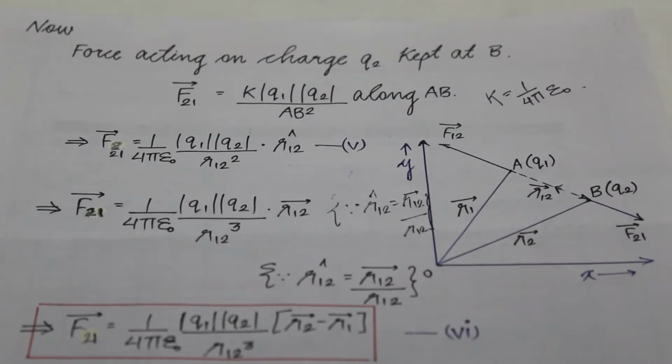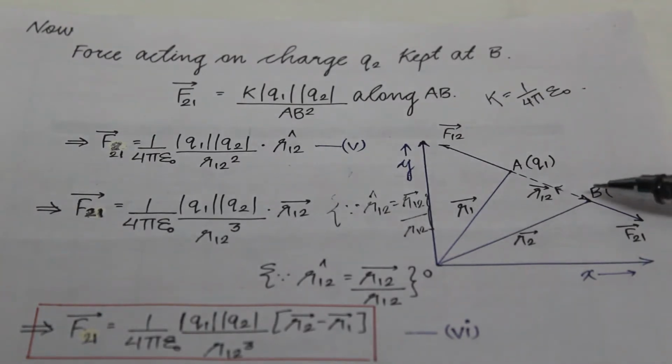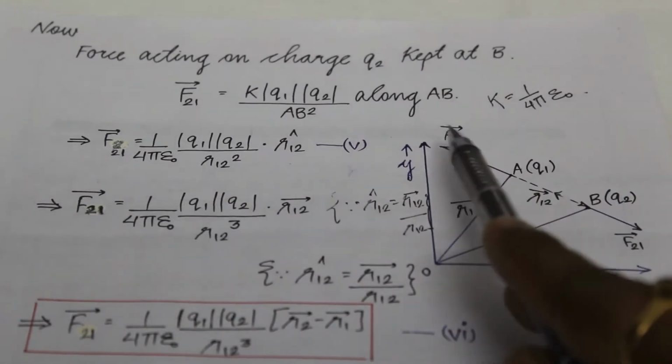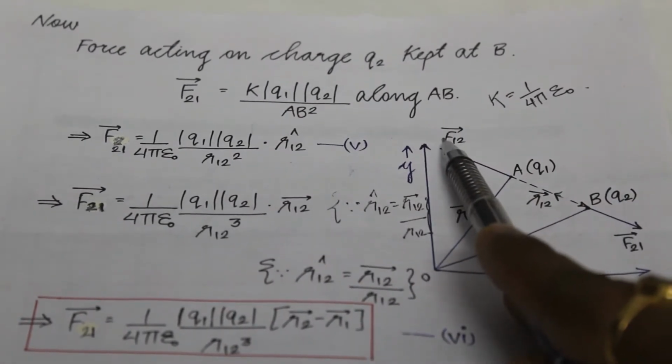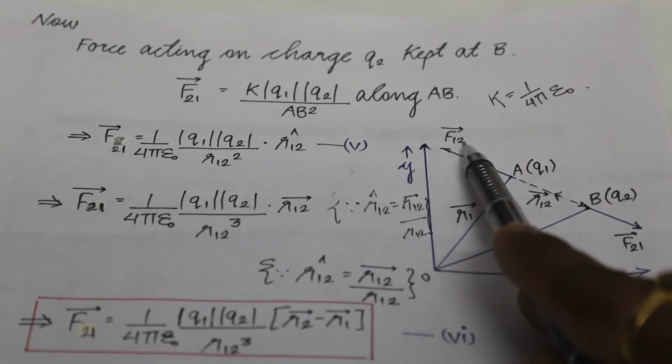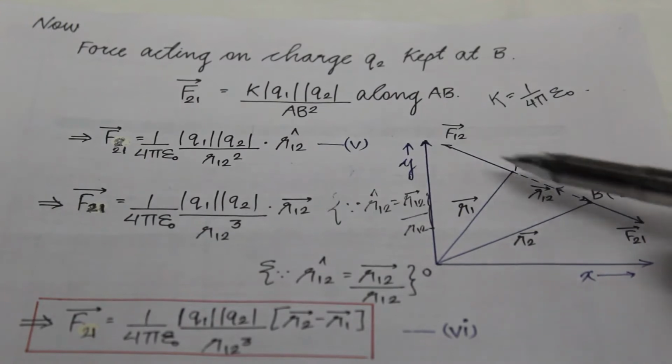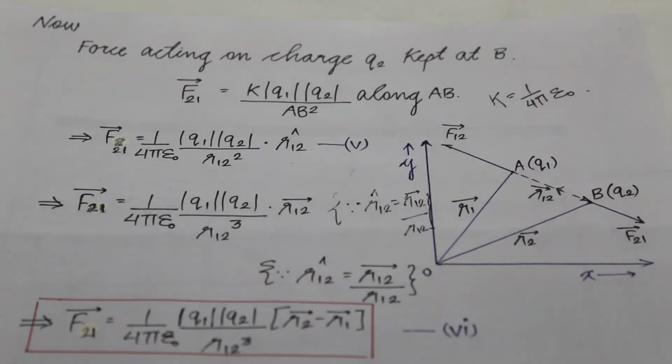Now we'll find the force acting on charge Q2 kept at B due to Q1. We have assumed that force is given by F21 vector. Here F21 vector indicates the force on charge Q2 due to Q1. Similarly, force on A is given by F12, that is force on charge Q1 due to Q2. So F12 vector. We have assumed that they are acting in this direction. So now we'll find out its magnitude.